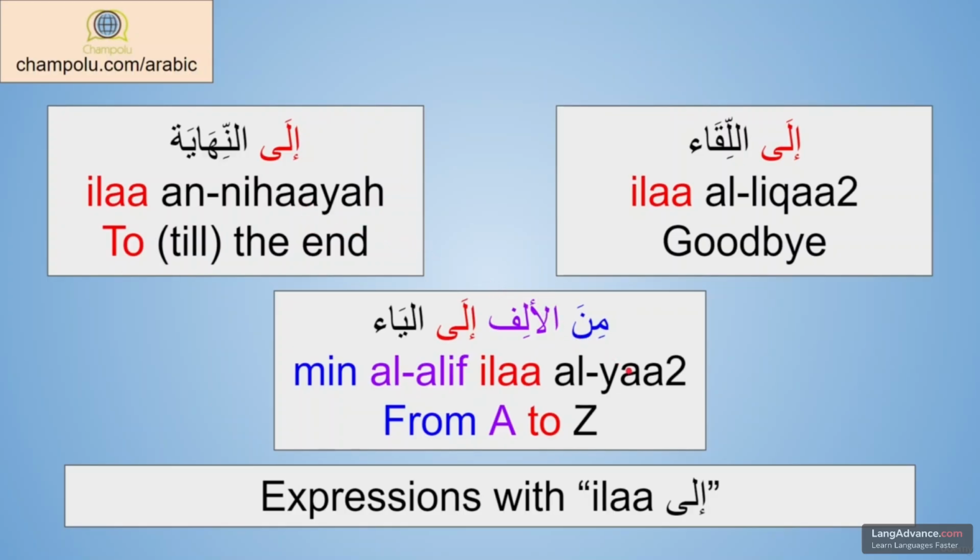And we can also use it for expressions such as from A to Z, but in this case it would be من الألف إلى الياء. So min is from, alif is the first letter of the Arabic alphabet, إلى means to, الياء is the last letter of the Arabic alphabet.